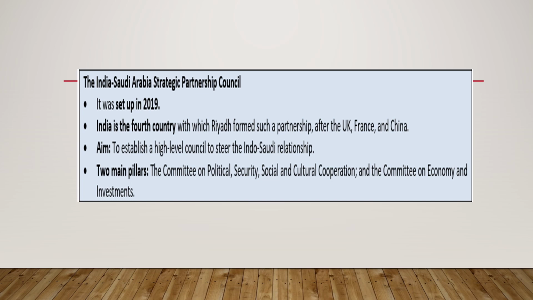What is the aim of this India-Saudi Arabia Strategic Partnership Council? Its aim is to establish a high-level council to steer the Indo-Saudi relationship. It has two main pillars: the Committee on Political Security, Social and Cultural Cooperation, and the Committee on Economy and Investment.